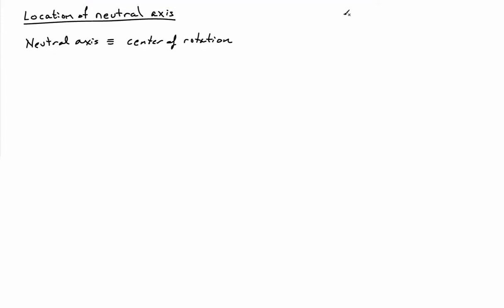Now let's just go back and talk about this issue of the location of the neutral axis. The neutral axis is the center of rotation for the cross-sections, and we have to determine that to be able to really do any analysis. The way we actually determine that is by using the fact that the force on the cross-section is 0 in most cases.